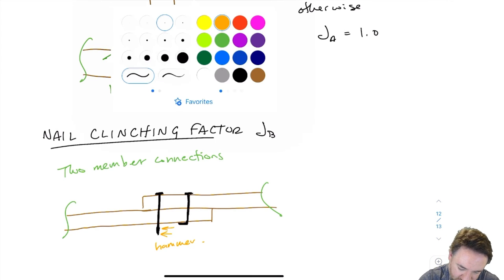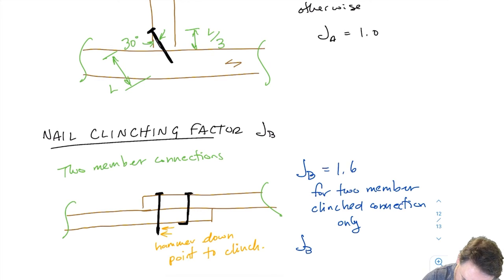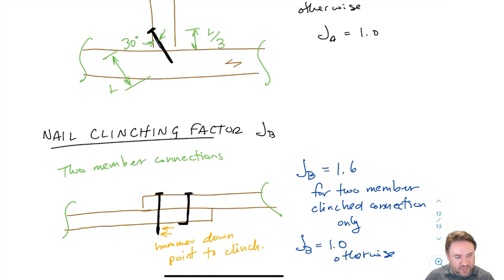So hammer down. Okay, so if I do that, then I get a 60% bump on my strength. And I only use that for two member connections.